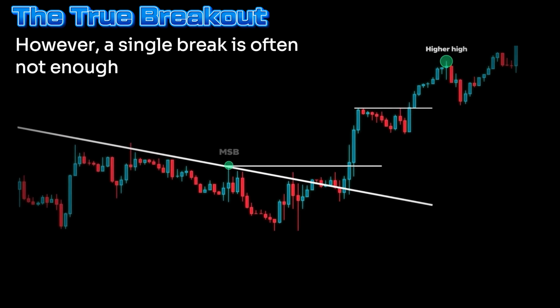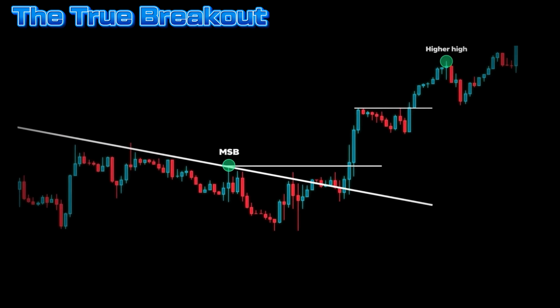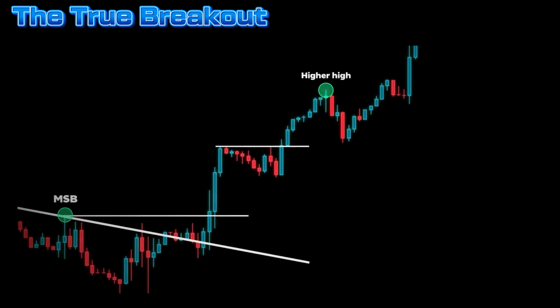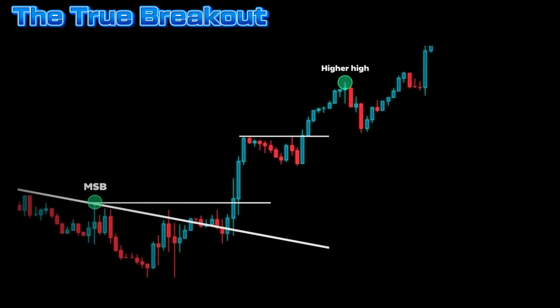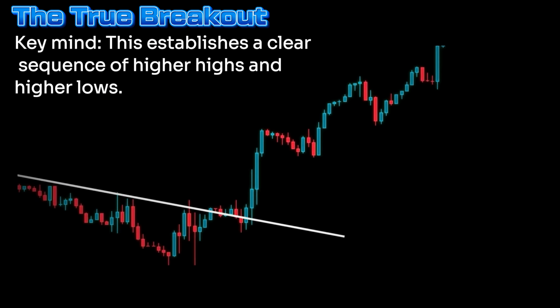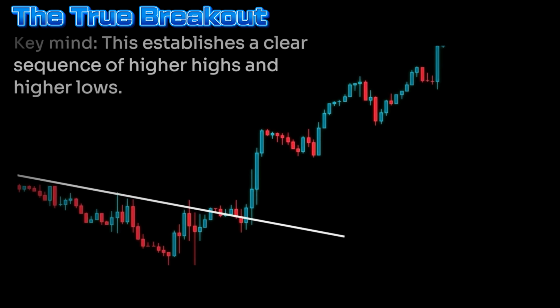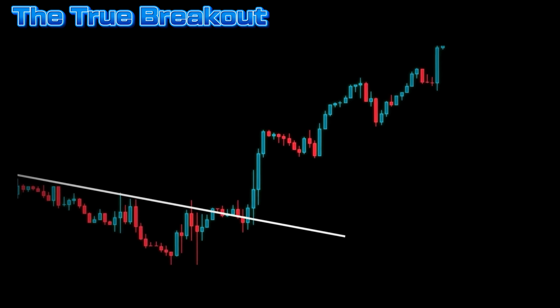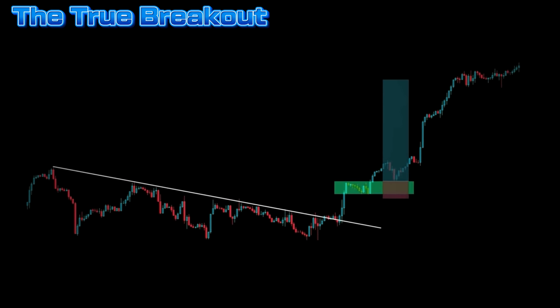However, a single break is often not enough. Smart money frequently pushes price above a key level to attract breakout traders before pulling the market back. This establishes a clear sequence of higher highs and higher lows. You can then look for an entry on the retest of that newly formed structural level, such as an old resistance turning into support to ride the new trend and maximize your gains.